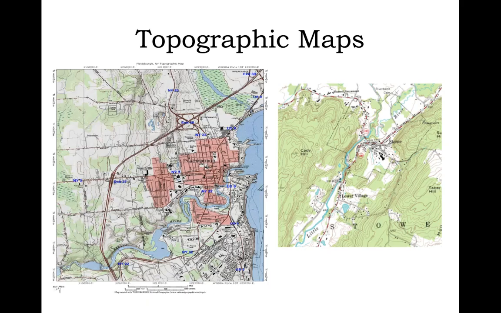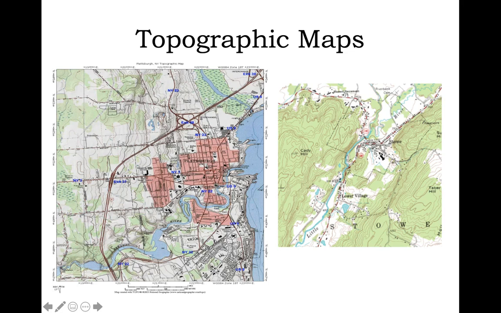This is an example of a topographic map. A topographic map oftentimes shows elevation of an area. So these two maps show the elevation of areas compared to one another. On this map, you can tell that there's a valley that runs here with a lower elevation compared to the two hills on either side.